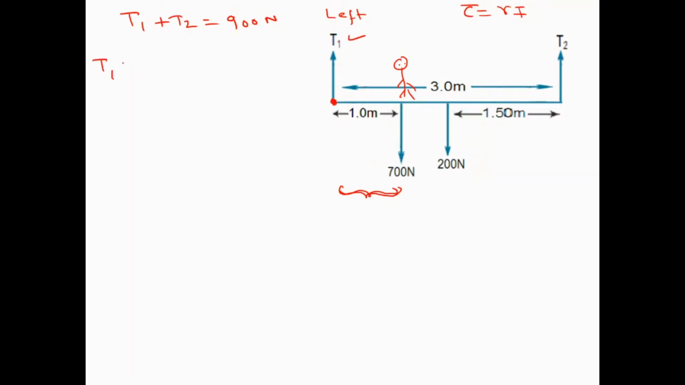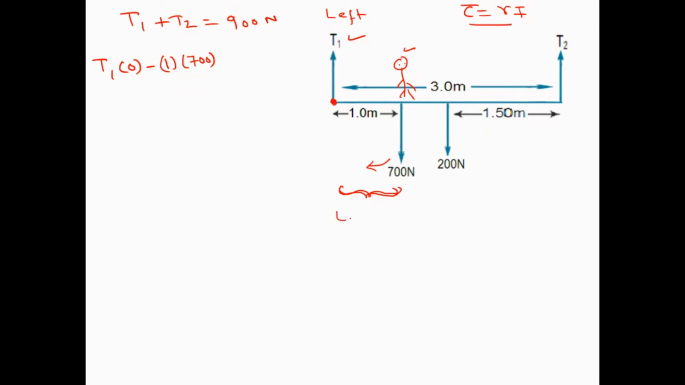Am I right? So what I'm going to do first, I'm going to write this one. The torque near to T1 has no R value, so I have to put 0. That means T1 multiplied by 0 is 0. But for the second part, we have to consider this man, who is standing exactly 1 meter from the left hand side. So if you see this 700, it is moving in the clockwise direction. So it has the torque value of negative, and R value here is 1. So 1 multiplied by 700. Clear?